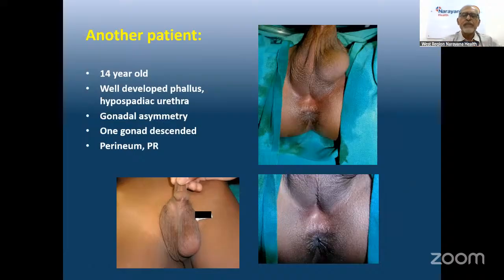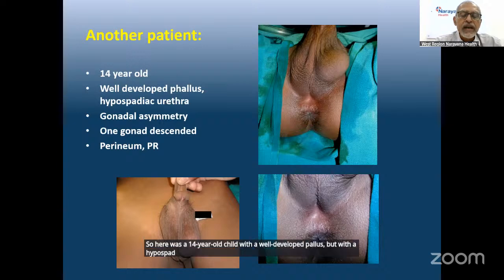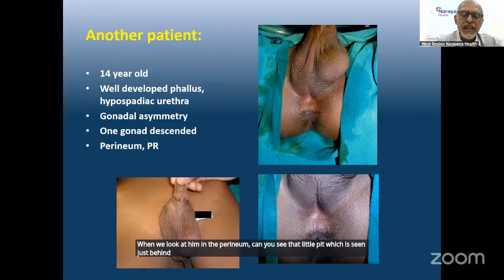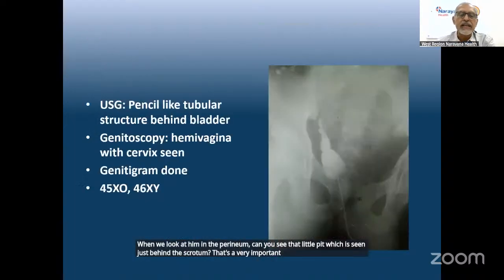Now, what can happen for an undescended testes with a hypospadias? So here was a 14-year-old child with a well-developed phallus, but with a hypospadiac urethra, and with one testis descended and one testis not descended. When we look at him in the perineum, can you see that little pit which is seen just behind the scrotum? That's a very important diagnostic sign.